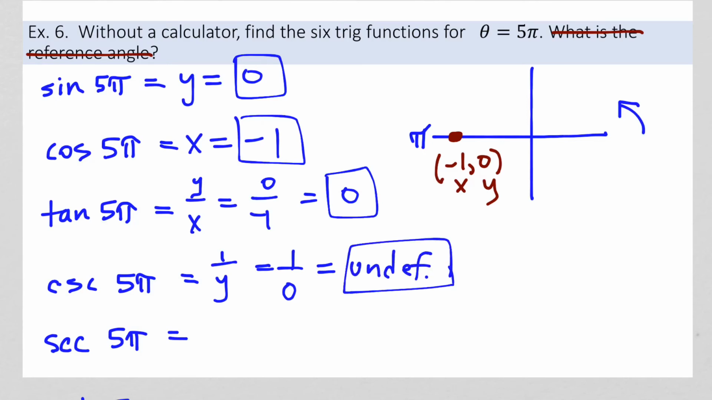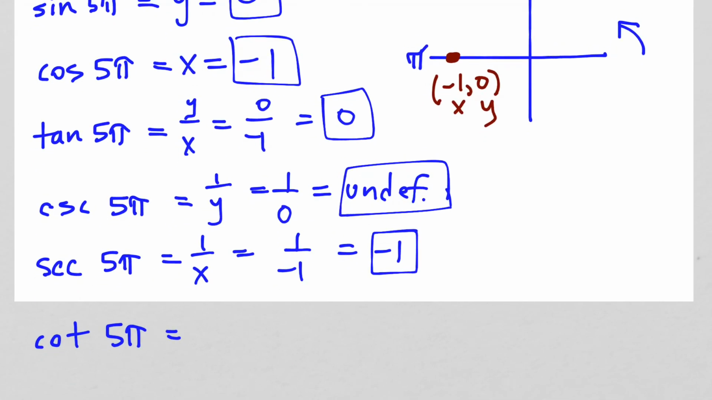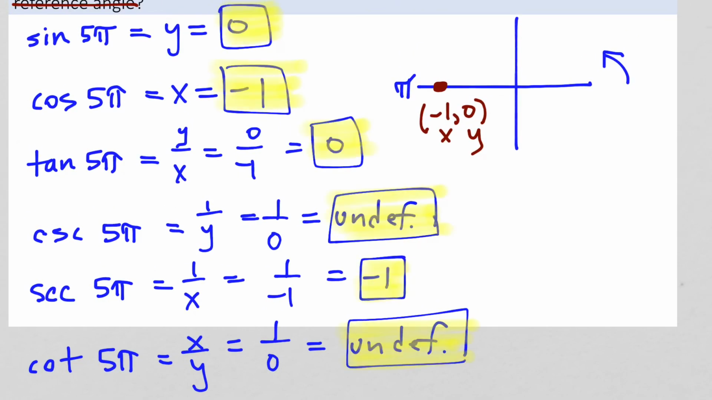And then your secant is 1 over your cosine. So that's equal to -1. And then your cotangent is 1 over your tangent, or x over y. So that's equal to 1 over 0. And that's also undefined for pi, whenever you have a 0 in the denominator. Right, so let's highlight our results. And there we have it.